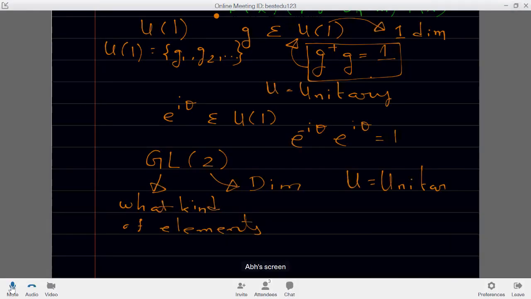So remember, in quantum mechanics we use unitary operators, and we say that if U dagger U is equal to 1, then the operator U is said to be unitary in quantum mechanics. So U means any element that belongs to the group U. It means the element should be unitary. They should satisfy this particular relation.